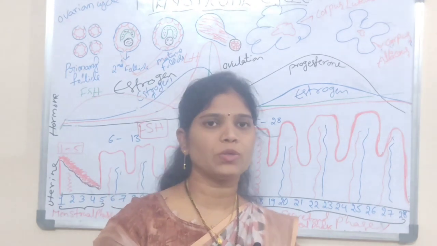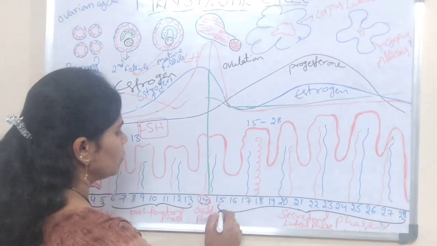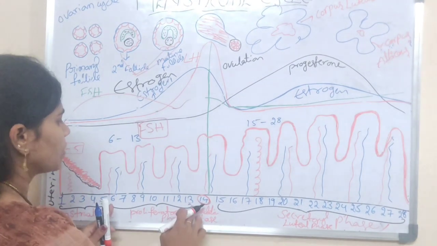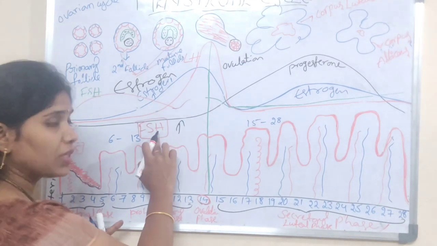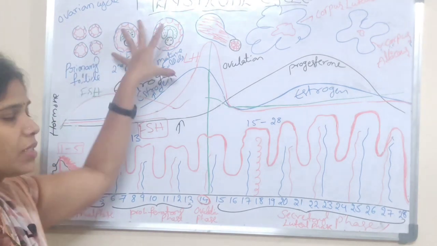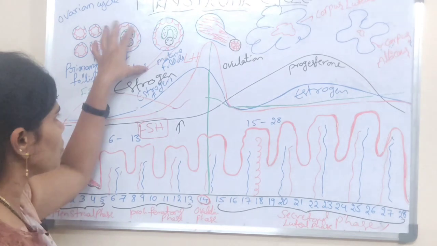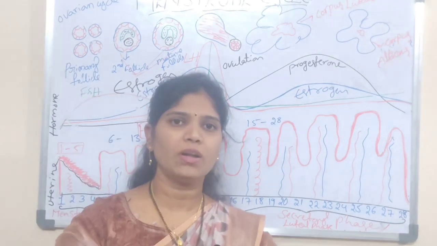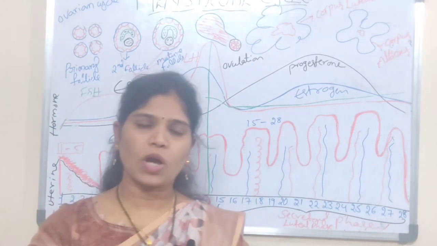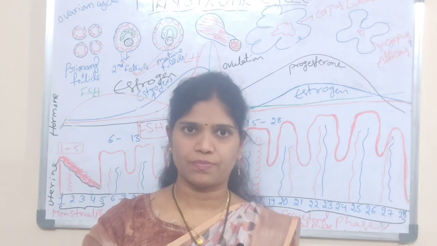That's why the brain stops releasing FSH from day 15 to 28. Here, from the 6th to 13th days, there is a high production of FSH. By using this FSH hormone, the Graafian follicles are developed and matured. These matured follicles also release one more hormone, called estrogen. This estrogen gives negative feedback to the brain to stop the secretion of the follicle stimulating hormone.